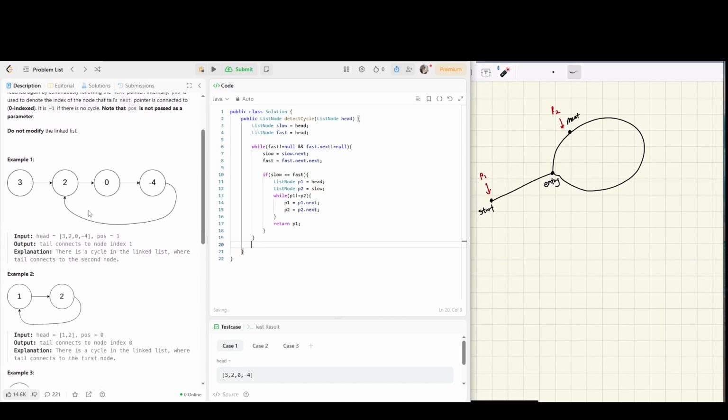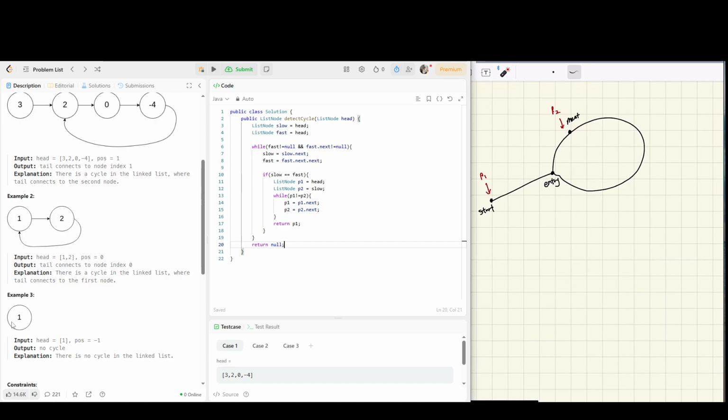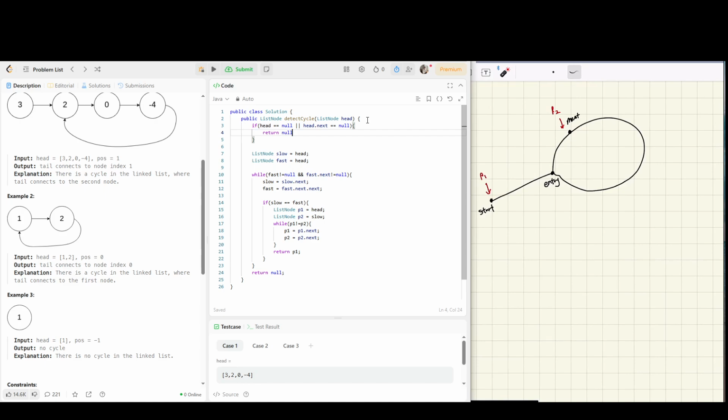And there could be a case where there's no cycle at all. So we're going to return null because we have to return something. And if there's only one node in the linked list, there's no cycle. The way we detect this is if head.next is equal to null. And then there could also be a case where head is also null. In this case, we return null.